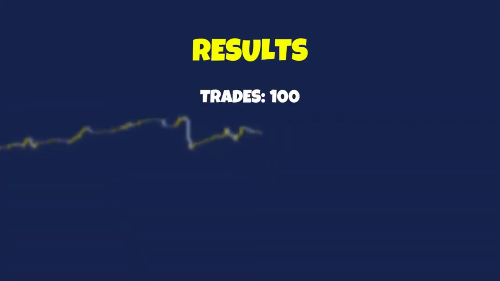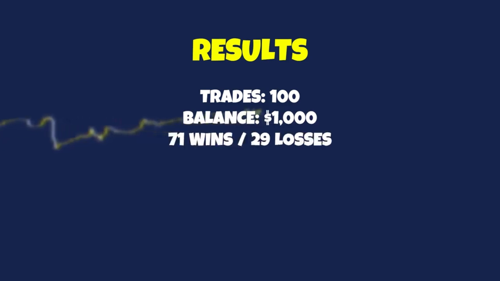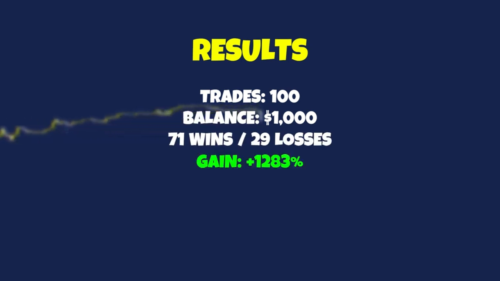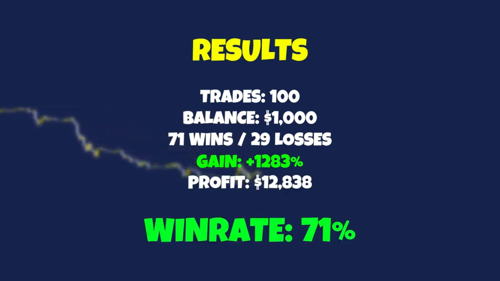And here we go. It's time for the full results to be revealed. And we can see that with 100 trades taken, we started with a balance of $1,000. And over the trades, we had 71 wins and 29 losses, making a massive 1,283% gain on the account, and we took the account all the way up to $12,838 profit, giving us a final win rate score of 71%. Absolutely amazing, and definitely my favorite premium indicators to use.